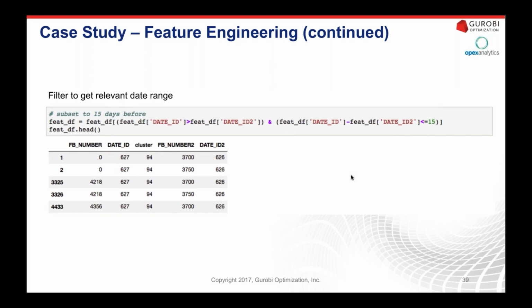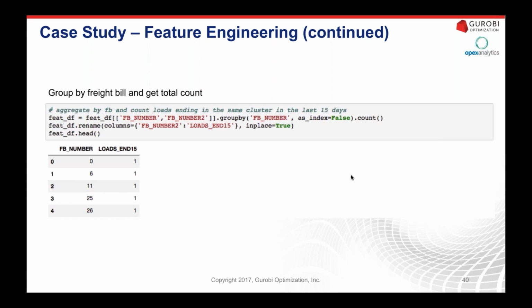So our next step, we apply those two filters that we talked about. First is making sure that the second freight bill that was joined on is going to be at a date ID that is earlier than the reference freight bill number. And the second filter is then making sure that that date ID is going to be within 15 days of that reference number.